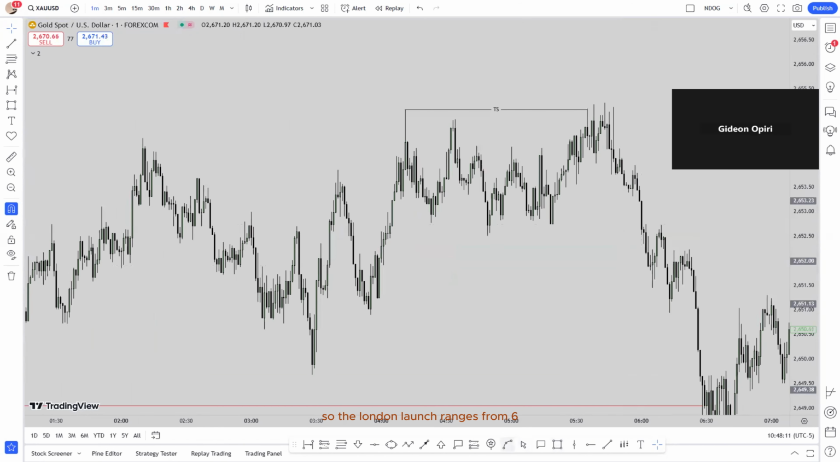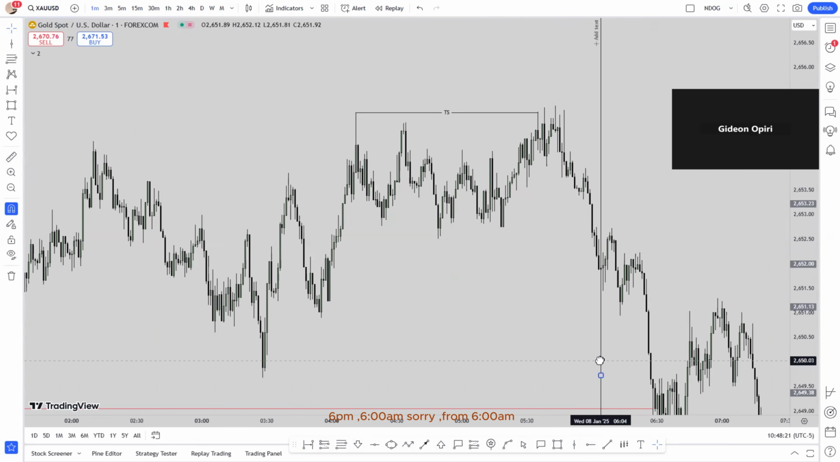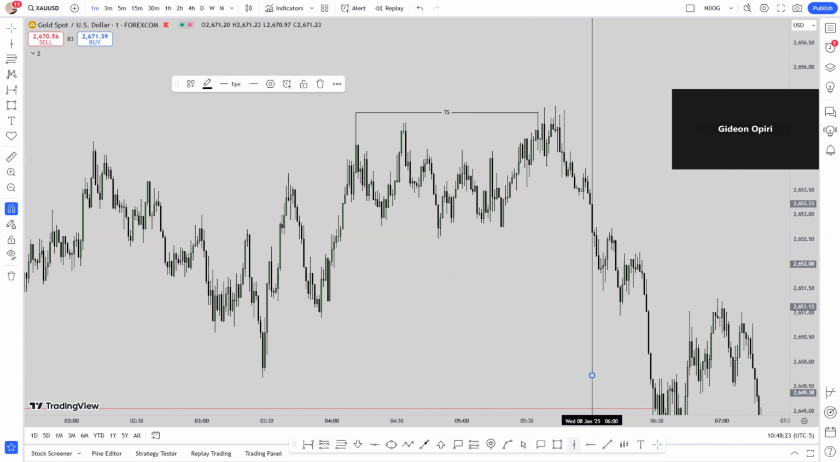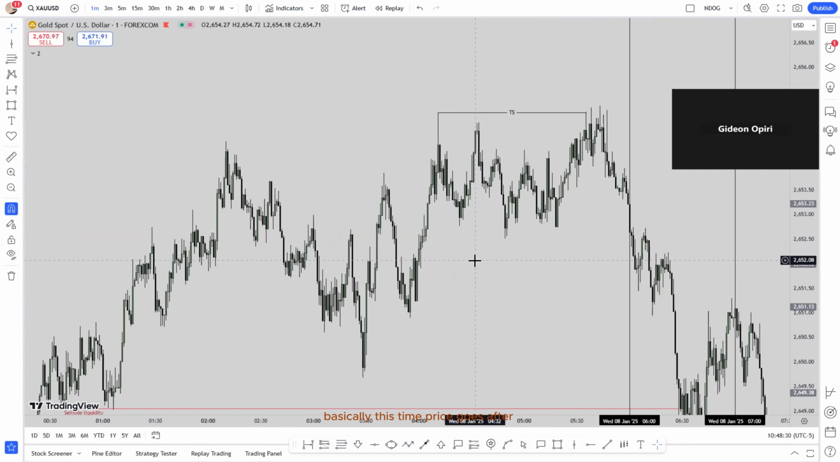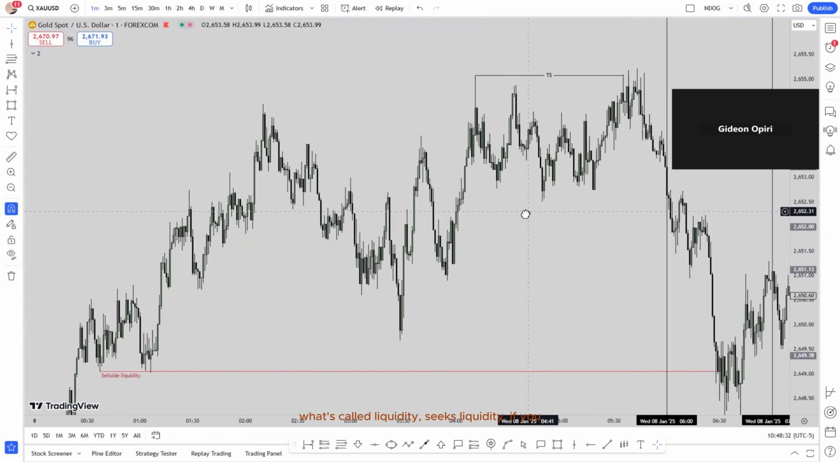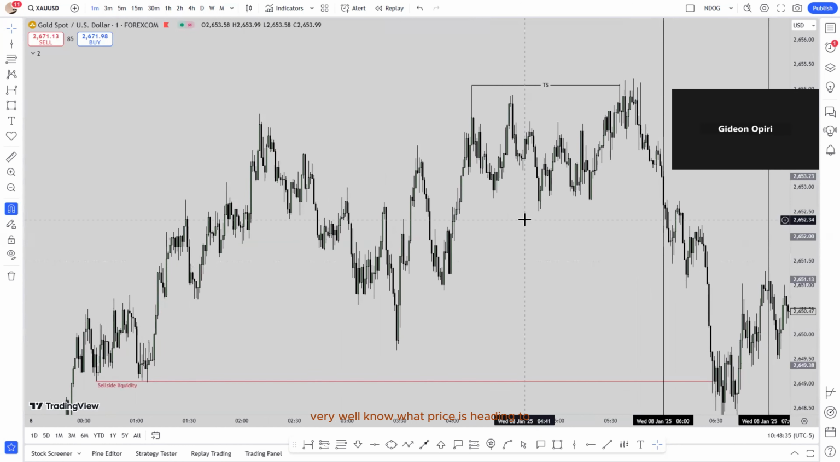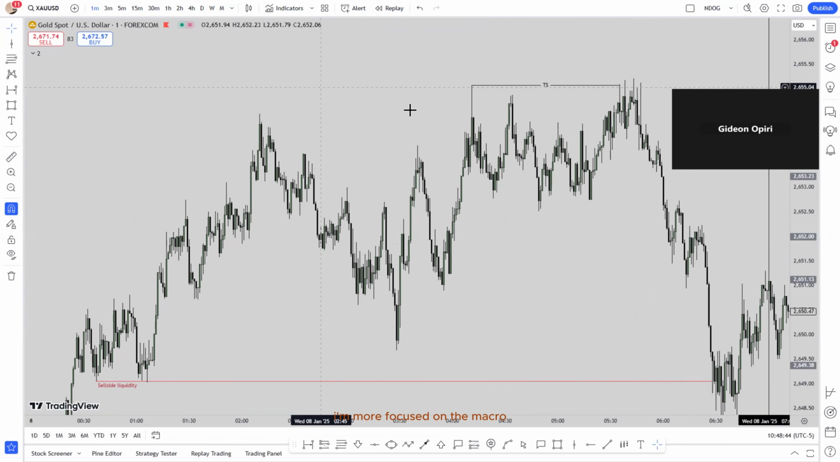So the London launch ranges from 6 a.m. to 7 a.m. Basically, during this time price goes after what's called liquidity. It seeks liquidity. If you very well know what price is heading to, you would wait and trade in that direction. So now we have more focus. We're not talking about the London launch right here. We're more focused on the macro.